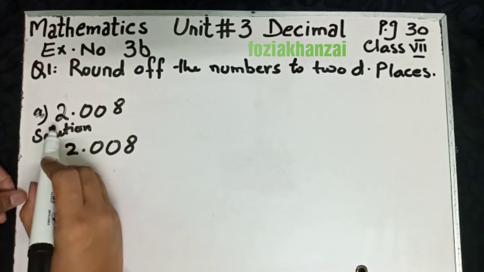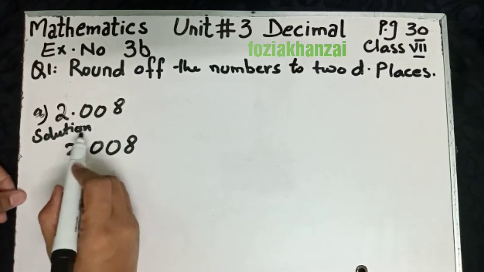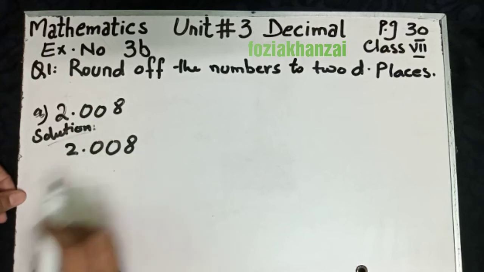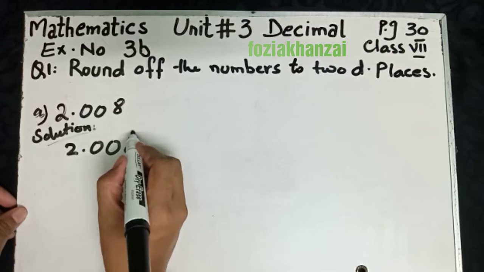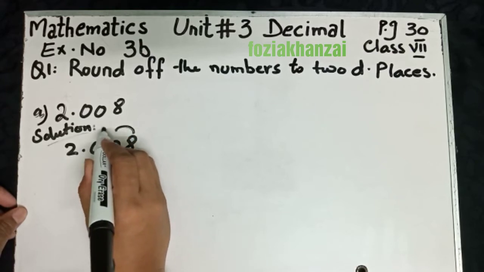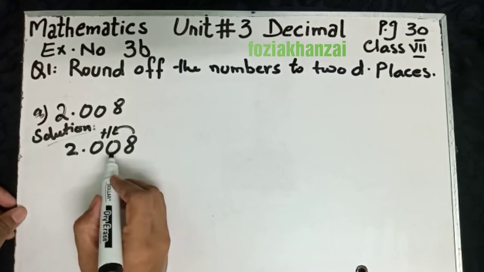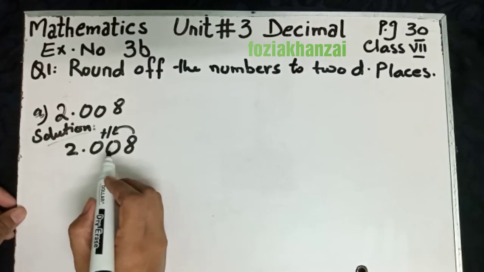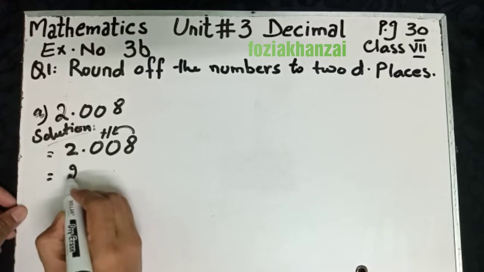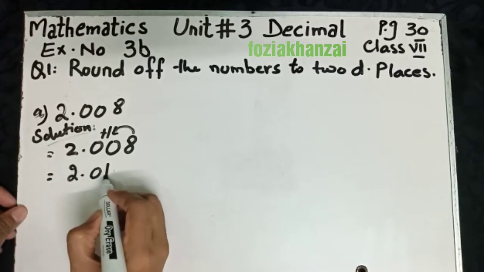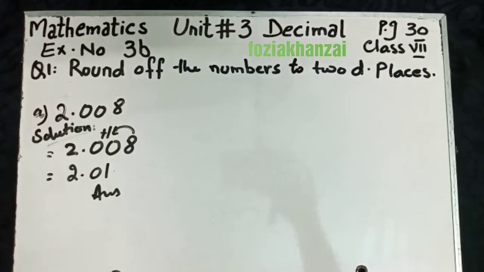Now first part, 2.008. After the heading of the solution, copy the question. So 8 is greater than 5, so we add 1 to the previous number. The previous number is 0, so we add 1 to the 0. So the answer, 2.01, would be the answer for 2 dp.